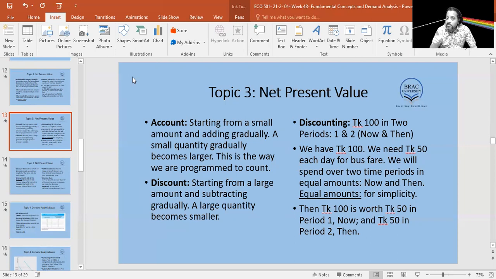So accounting means we are incrementally adding value and getting a larger figure all the time. Discounting means we start with a large figure and count backwards, just like from the beginning of the month up to the end of the month when our salary runs out. So if we have 2 time periods and the discounting rate is the same, 100 taka today is worth 50 taka tomorrow. 100 taka is worth 25 taka if we spread it over 4 years of an undergrad.